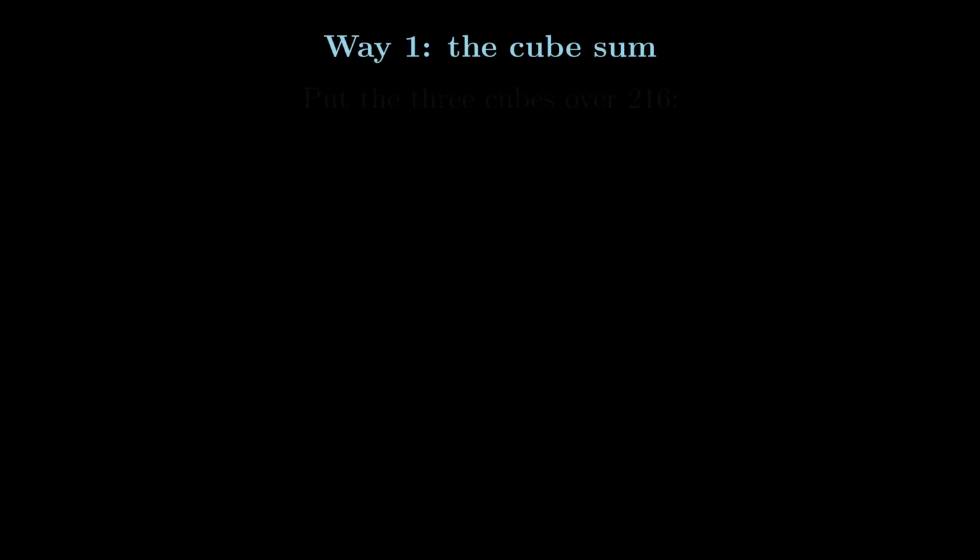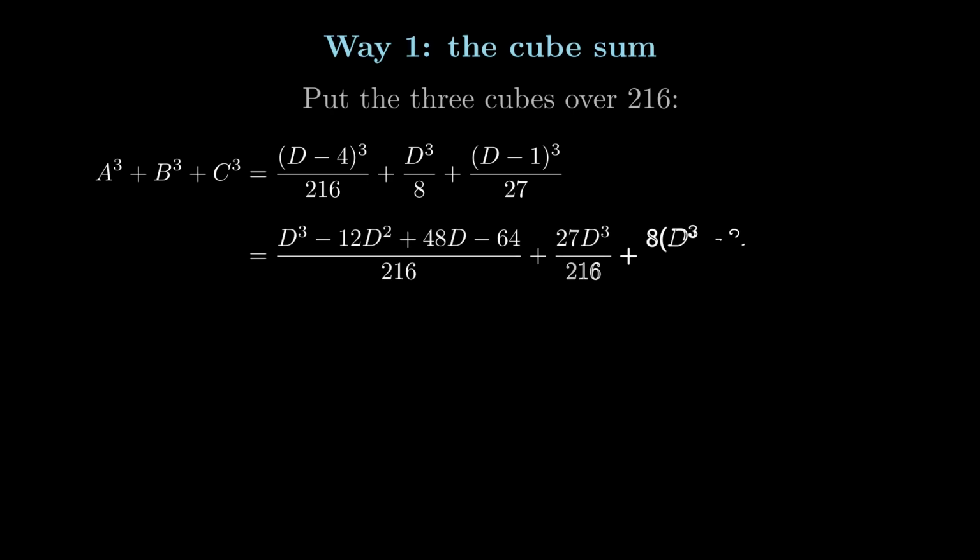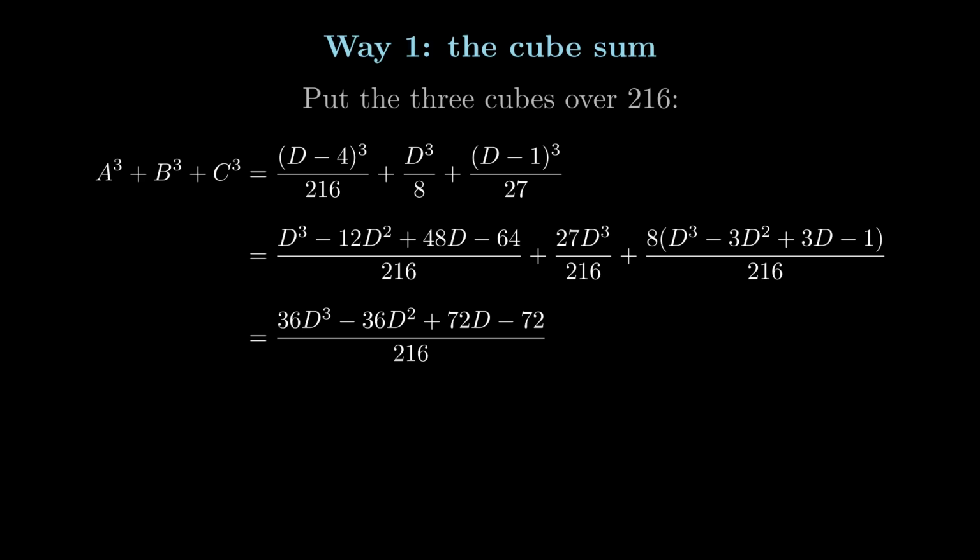Start with the cubes. A cubed is (d minus 4) cubed over 216. B cubed is d cubed over 8. And c cubed is (d minus 1) cubed over 27. We will now put all three over the common denominator of 216 and expand each cube. Collecting like terms gives 36d cubed minus 36d squared plus 72d minus 72. Every coefficient is divisible by 36, and 216 divided by 36 is 6. So we are left with this cubic all divided by 6.